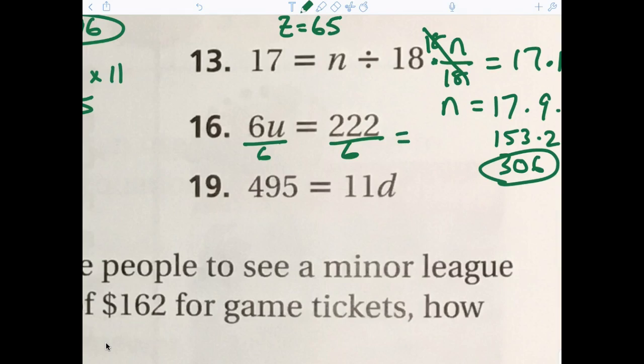6 goes into 22 how many times? 3 times, right? How many are left over? 4. 4 is left over. So I put a 4, watch where I'm putting the 4. I put a 4 in the top corner so my brain can see now 6 goes into 42 how many times? 7 times. So U equals 37. Is everybody happy with that division? Good mental math on division.